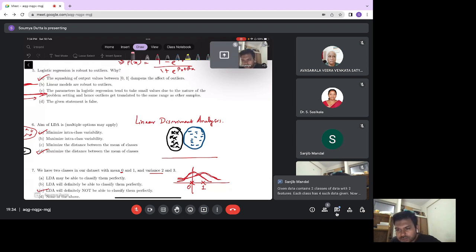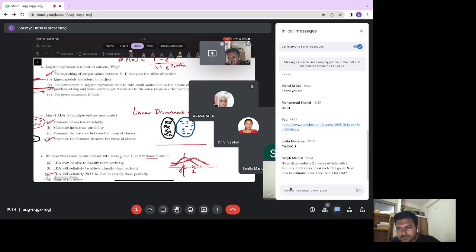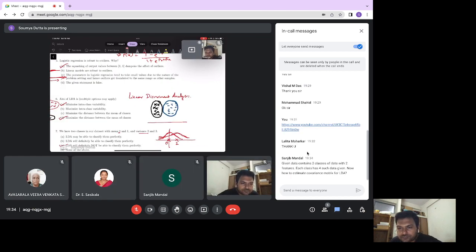Okay, somebody is asking a question in the chat. Given data contains two classes of data with two features. Each class has four such data points. Now, how to estimate the covariance matrix for LDA?